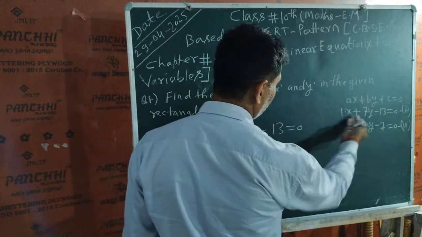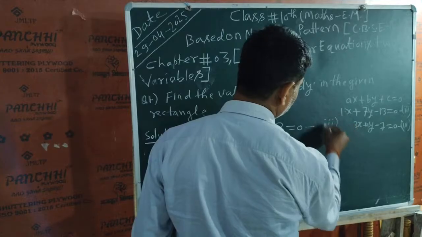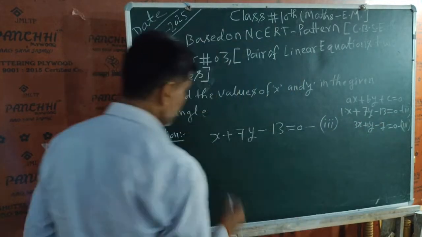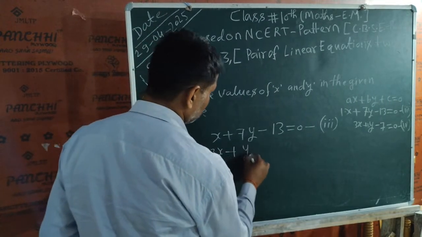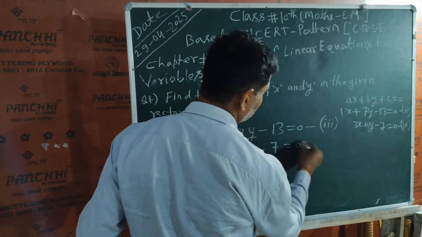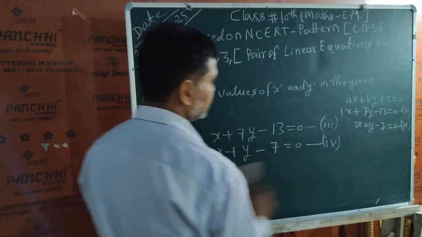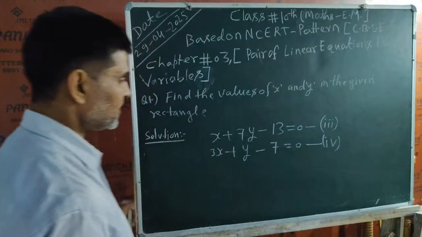So this information I am going to write here. This is equation number 3, which I have already written here, and this is equation number 4: 3y plus 4 minus 7 is equal to 0. I am writing it here. Okay student, and this data I am going to erase. Now I will use the elimination method for solving it.